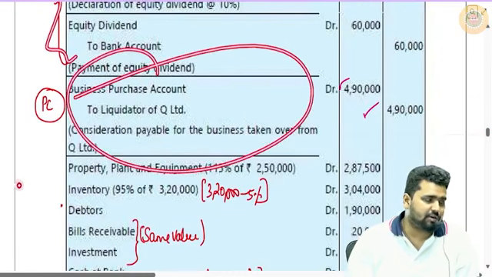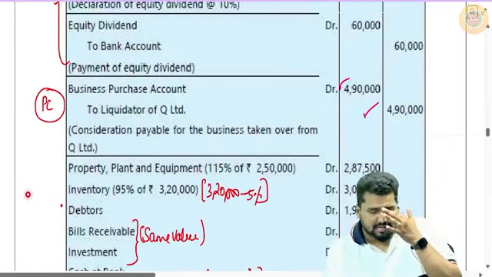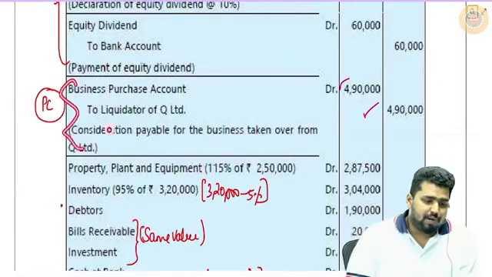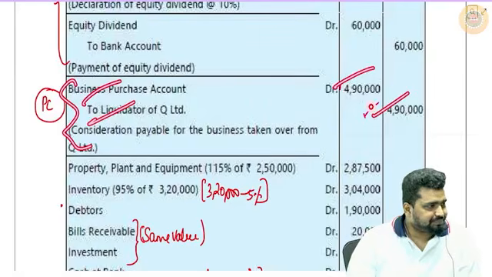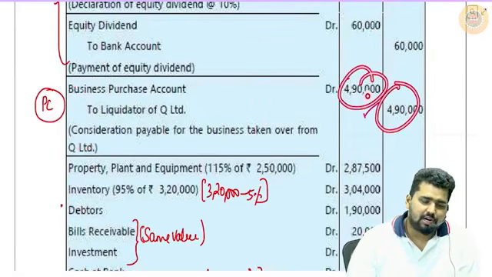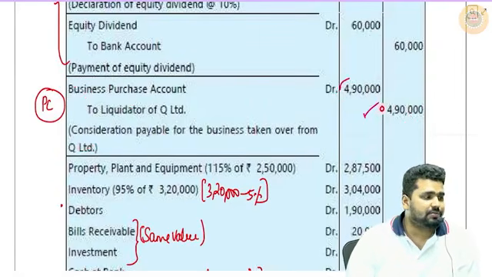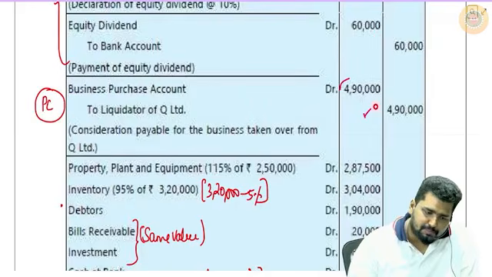So business purchase account debit to liquidator of Q Limited. Clear? So here they are writing 490 and 490. This you would have told. Correct? Now we are taking up: this amalgamation is in the nature of what? Purchase, because they are not taking at book value.